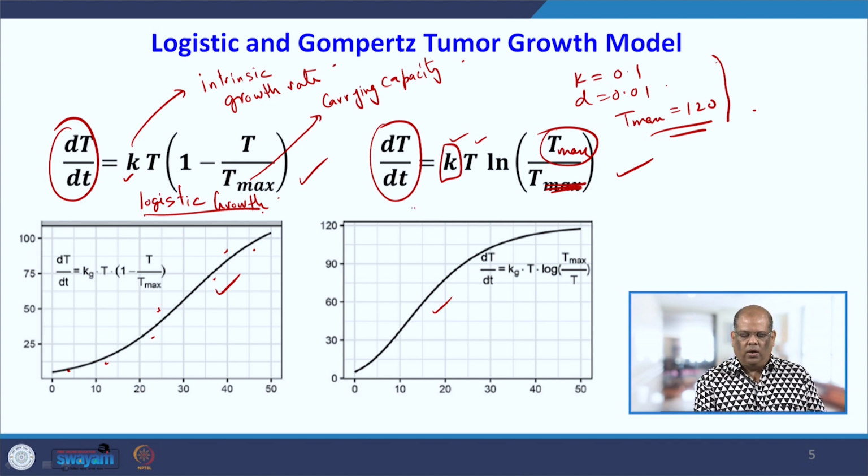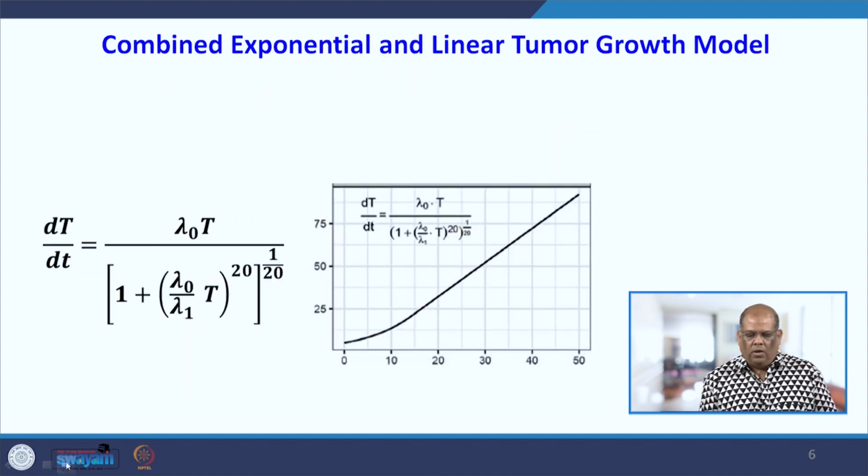Obviously, you can do the equilibrium points and stability analysis of all these models, which I just keep for you, as we have done lots on these single differential equations. So, here we only discuss the different growth models of tumor. The next one is the combined exponential and linear tumor growth model.